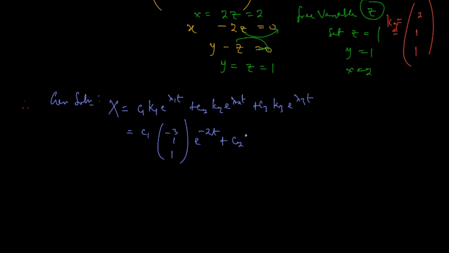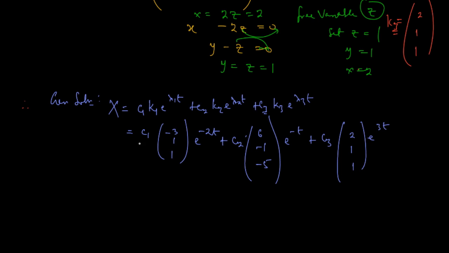plus c2 times 6, negative 1, and I think I got 5 there, negative 5. Yeah, I'm very sure of that. e to the power negative t, then plus c3 times 2, 1, 1 times e to the power 3t. This is what we got.